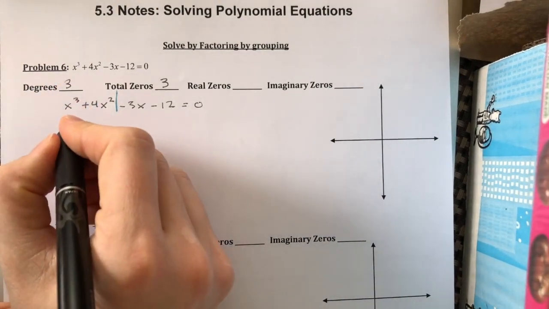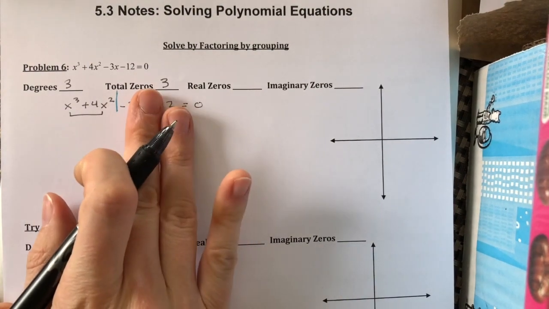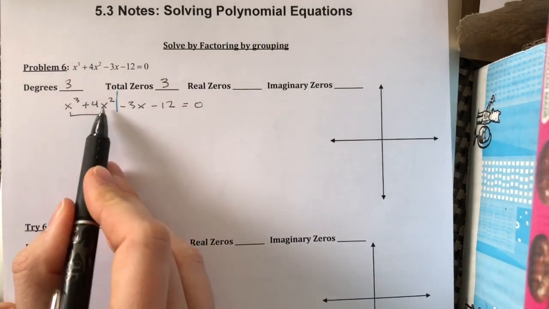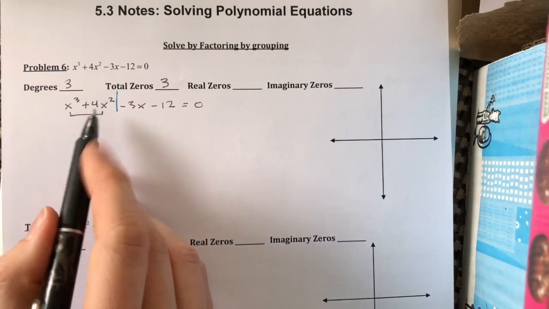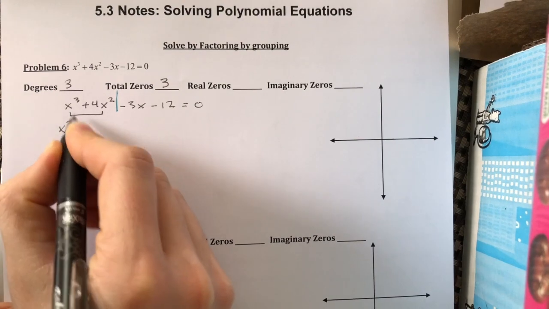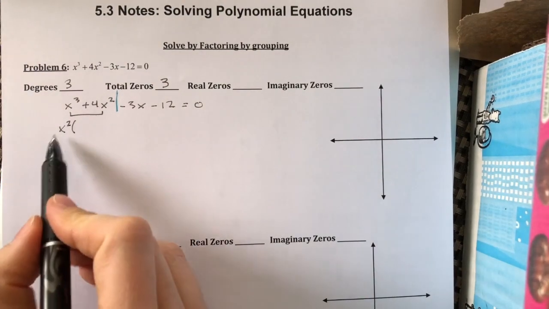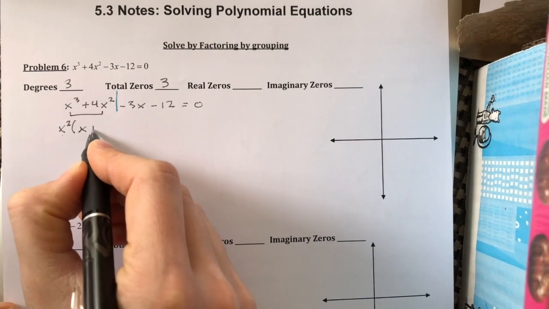So let me just factor these 2, totally ignoring this side really quick. These 2 don't have any numbers in common, but they do have at least 2 x's in common. So I'm going to write that out to the side, x squared. If I pull out a GCF of x squared from just these 2, I'm going to get x plus 4.